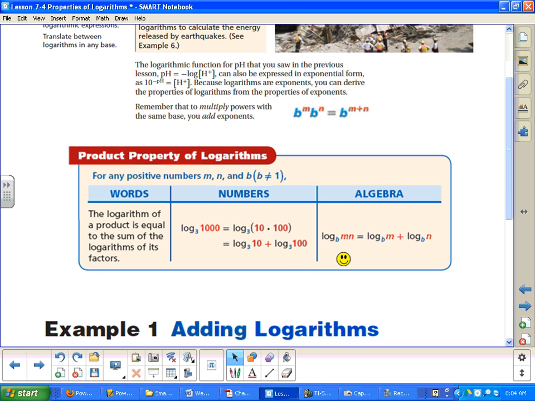So that property then is here. If I have the log base b of m times n, so it doesn't matter what the base is, it could be 10, 3, 7, whatever you want. That means then I can break that product up into two things and add them together. The log base b of m plus the log base b of n. Okay? And so you're going to want to make sure that you write all these properties down somewhere so you have easy access to them.